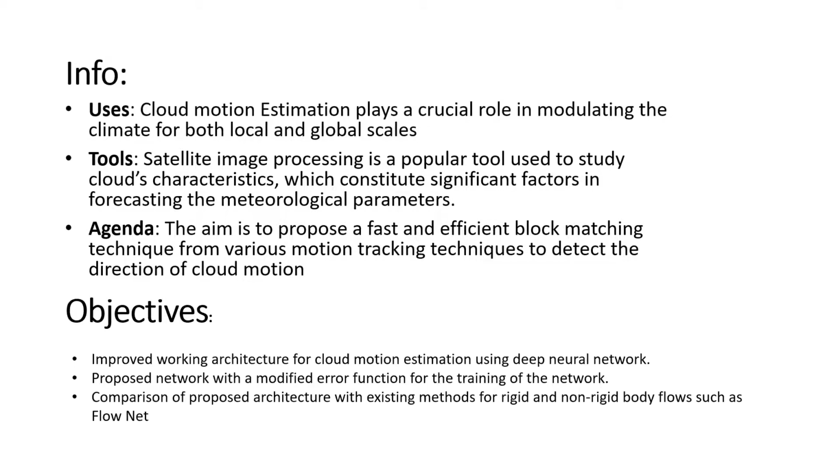So coming to the main objectives. The main objective is to work on an improvised architecture for cloud motion estimation using deep neural networks with a modified error function for training our proposed networks, and then to make a quick comparison of our proposed network with other existing techniques like the FlowNet, T-Flow, etc.